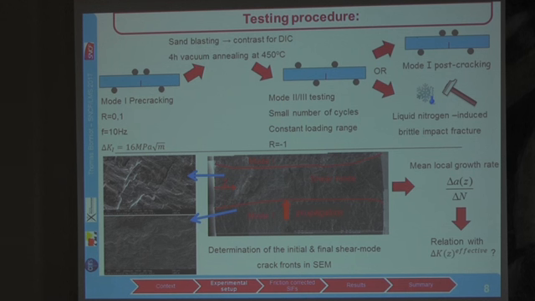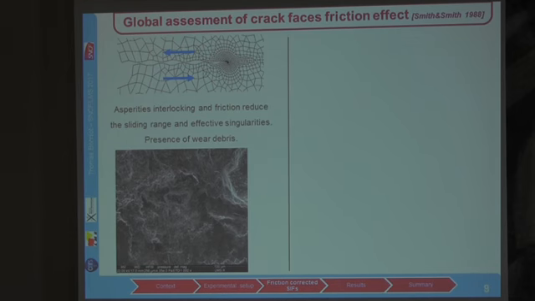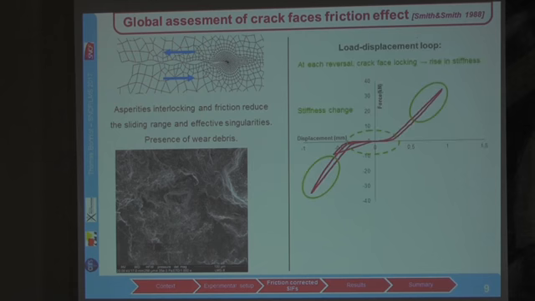And here is the difficult part: evaluating the effective stress intensity factors, because we have to deal with the friction effects. Asperities interlocking and friction will reduce the sliding displacement range and the effective stress singularities at the crack front. And this was confirmed by the presence of wear debris on the crack faces after the experiment. This effect can also be seen on the load displacement loop coming from the testing machine.